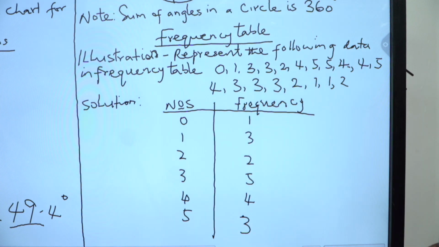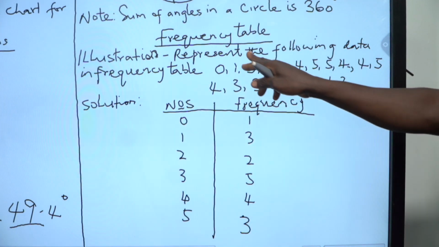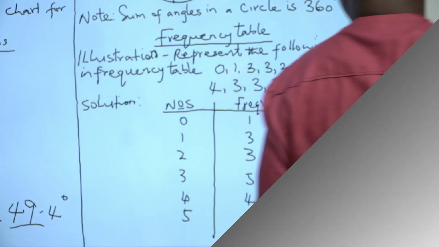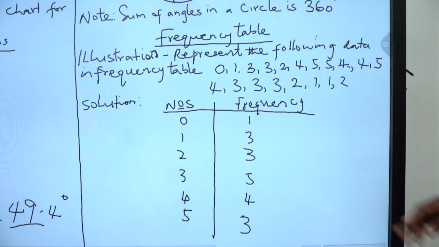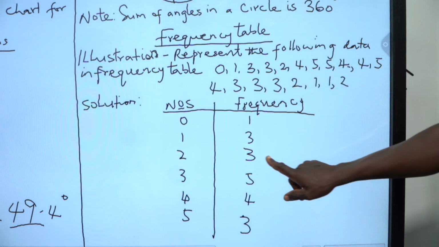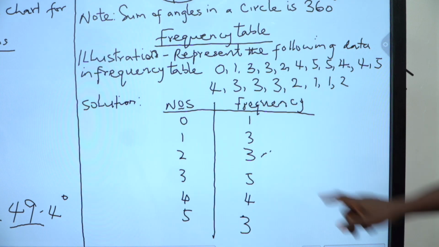1 appeared 3 times. If you count, you have 1, 2, 3. That's why I have 3. So here now you can see that 2 appeared 3 times. That is 1, 2, 3. And that's why I have 3 here.